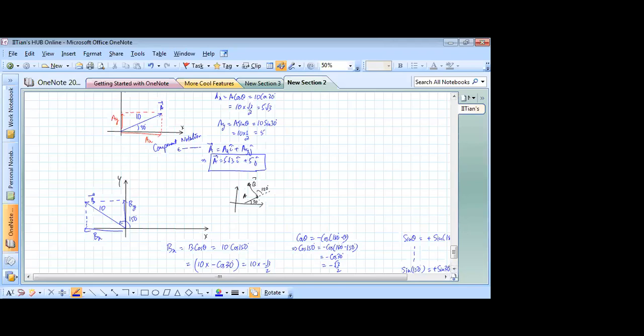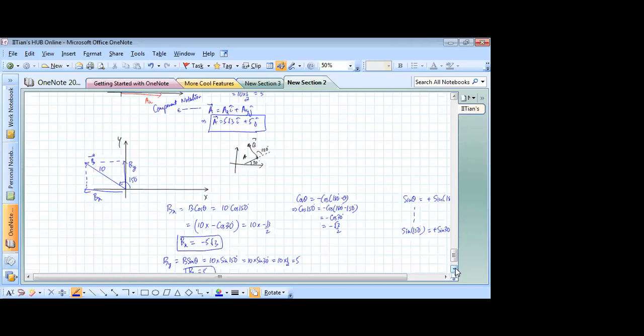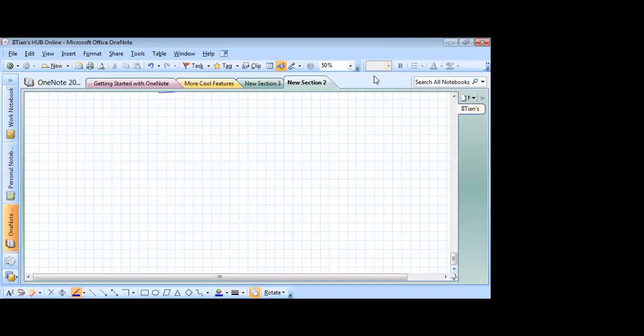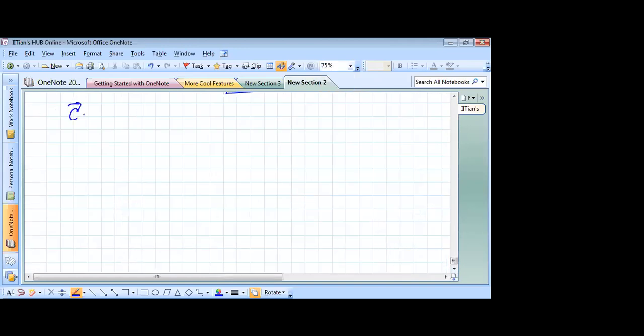Yes. Next step, we want to find the vector c now from this. The vector c is a plus b. So we substitute what we got in component form. So a in component form was 5 root 3 i cap plus 5 j cap, and b in component form was minus 5 root 3 i cap plus 5 j cap.